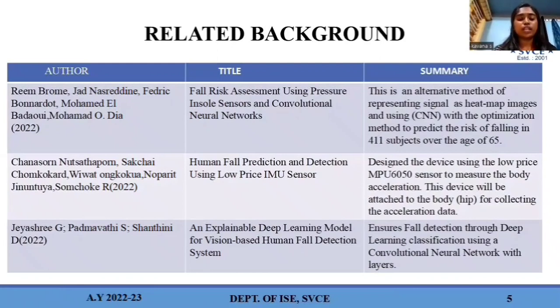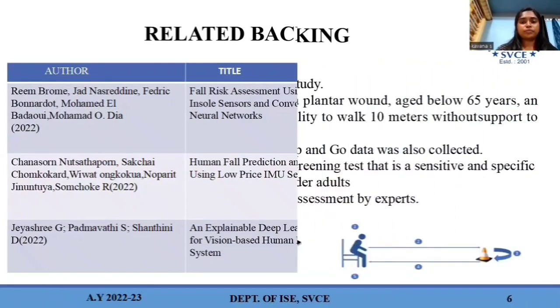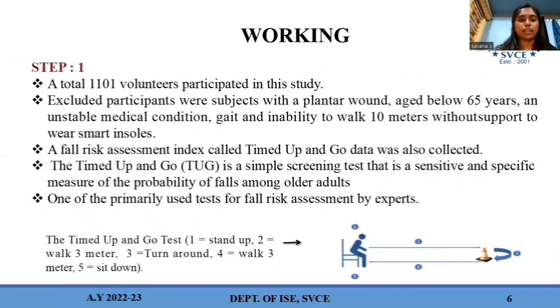Next is Jayashri G, Padmavati S, and Shantini. They proposed an explainable deep learning model for a vision-based human fall detection system. They say that it ensures fall detection through deep learning classification using a convolutional neural network with hidden layers. Okay, so the next comes the working.